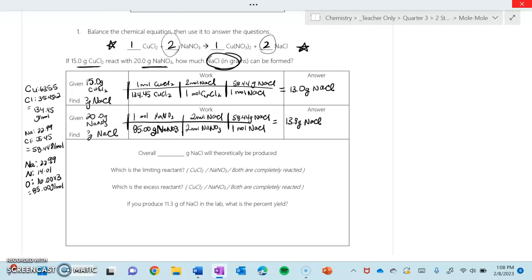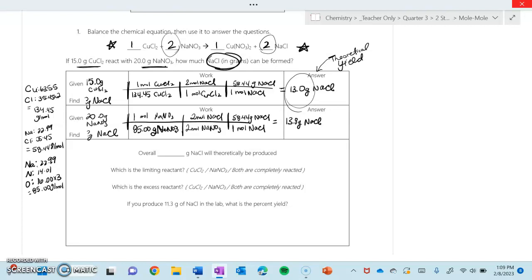So what this problem is telling us is that we are going to be able to make 13 grams from our first reactant and 13.8 grams from our second reactant. But overall, we're only going to be able to make as much as that least available, or our limiting factor, right? So we're going to choose the smaller answer. Whenever we do a theoretical yield, you'll do multiple problems, one for each reactant, and you'll always choose the smaller number. So our theoretical yield will be, in this case, 13.0, since that's smaller than the other calculation.